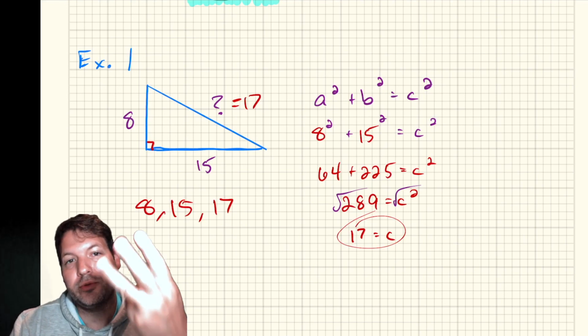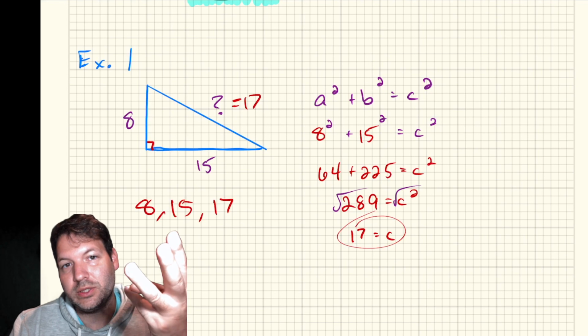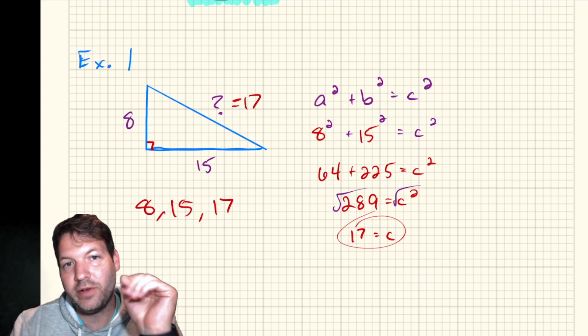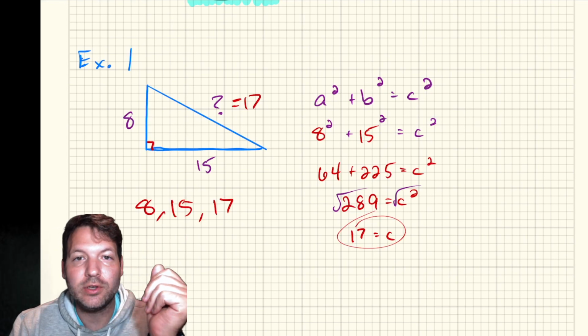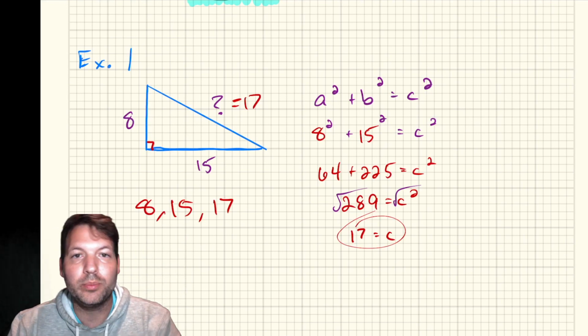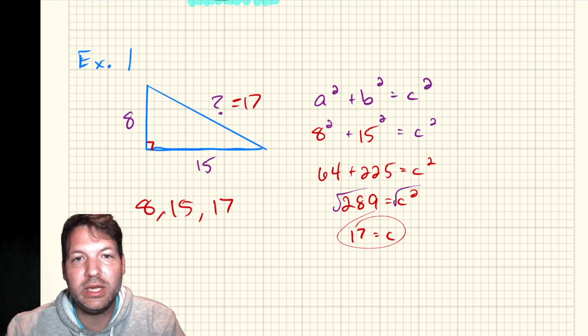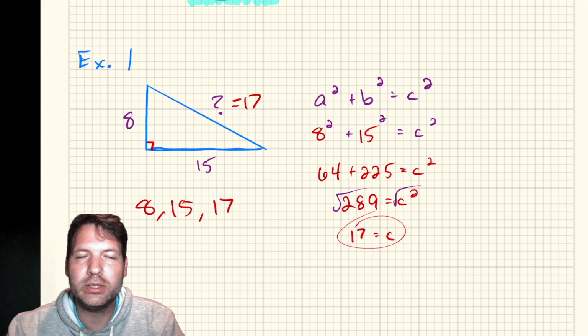So there's one called the 3, 4, 5, because 3 squared is 9, 4 squared 16, 9 plus 16 makes 25, the square root of which is 5. So your 3, 4, 5 works in the a squared plus b squared equals c squared formula. Of course, you already saw the 5, 12, 13, 8, 15, 17 here. There's 7, 40, 41. No, that's not right. 9, 40, 41, 7, 24, 25.